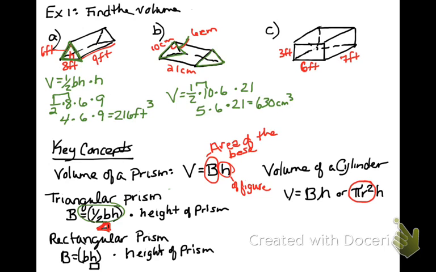Okay, C. I have a rectangular base. So I have this rectangular base, and so it's going to be, remember the formula for that is BH times the H, the height of the whole rectangle. So I'm going to do 3 times 6 times 7. So 3 times 6 times 7 is 126, and then feet cubed.